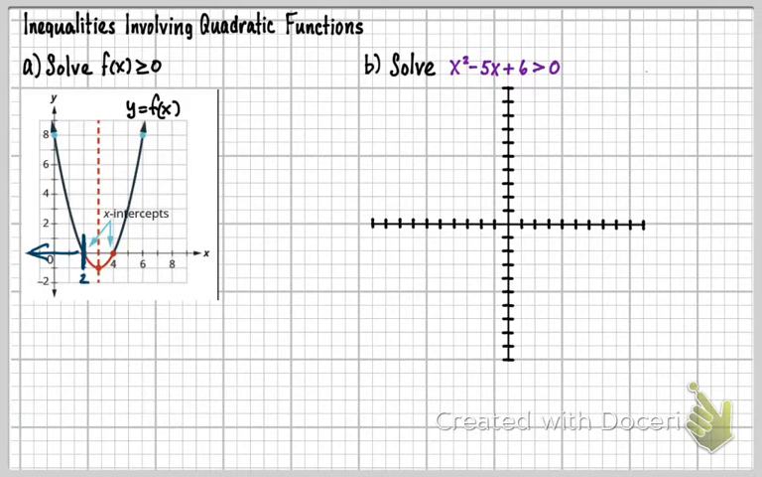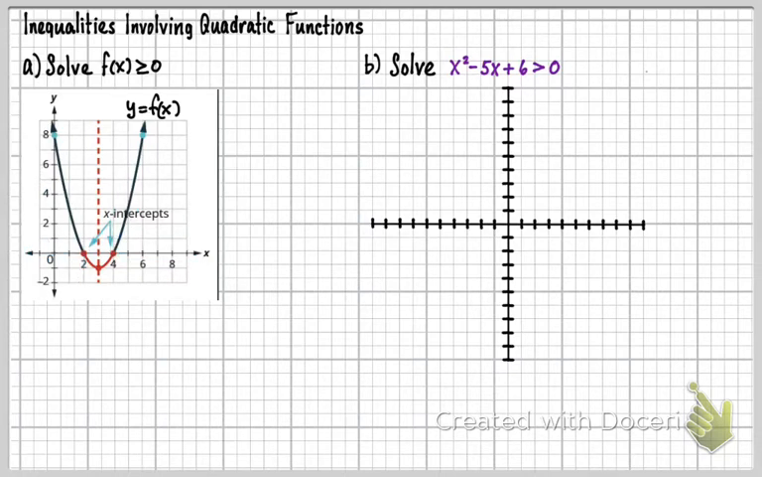And then if you look at the other side, I'm going to pick up at 4 again and go to infinity. So these are going to be infinities on the left and the right, because that is where my graph is above the x-axis, and also equal to. I'll show you how to include that as well. So let's put that all together now.